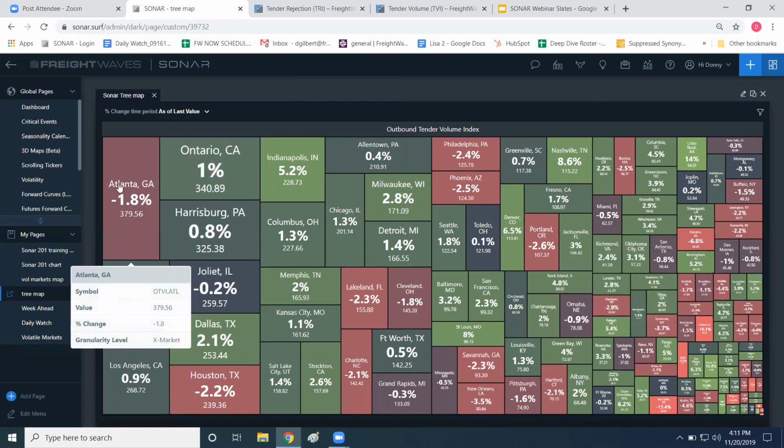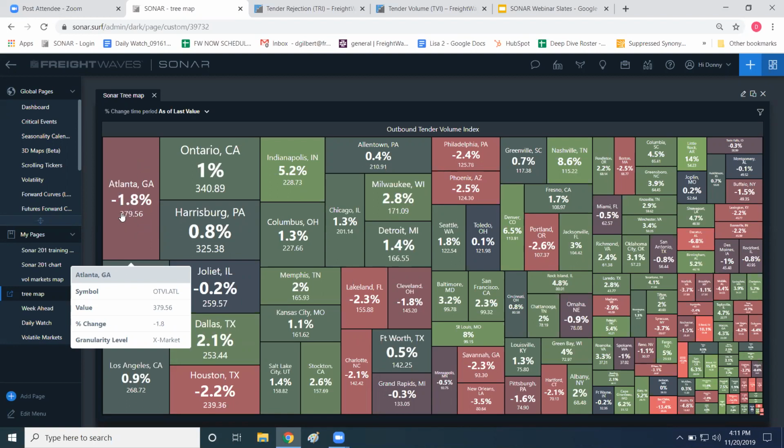We see the largest market right now currently is Atlanta, Georgia. This percentage right here is the percentage of change since the last time this was measured, and we measure tender volumes every 24 hours. So in the last 24-hour period, volumes have declined 1.8% in the Atlanta market. And this bottom number right here, this is the actual value. So 379.56 is the index volumes that we have in the Atlanta market right now.